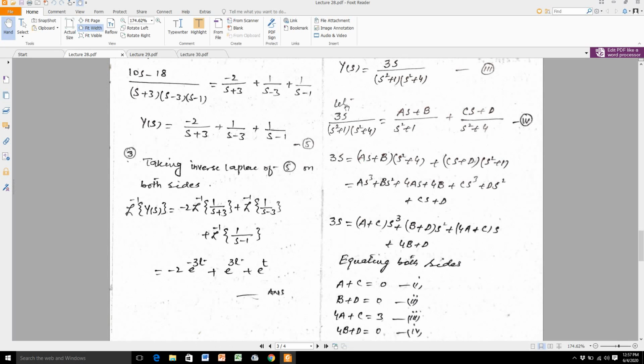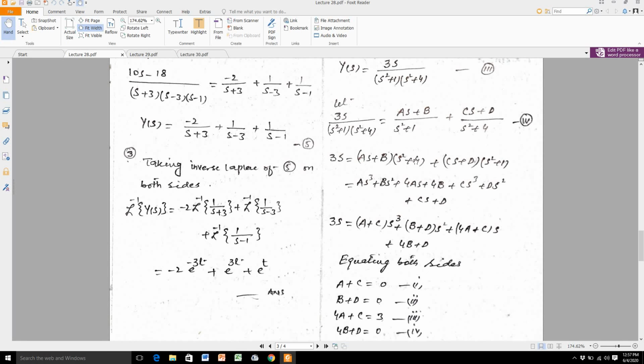Now I take this equation: 3s over s square plus 1 into s square plus 4 is equal to as plus b over s square plus 1 plus cs plus d over s square plus 4. This is equation number 4, and I write this as 3s equals as plus b into s square plus 4 plus cs plus d into s square plus 1.